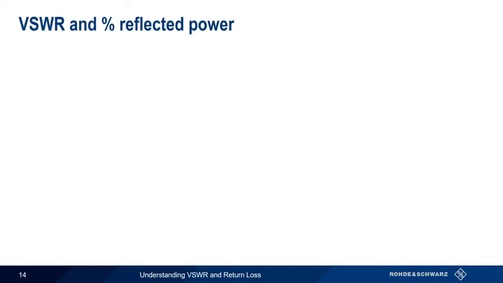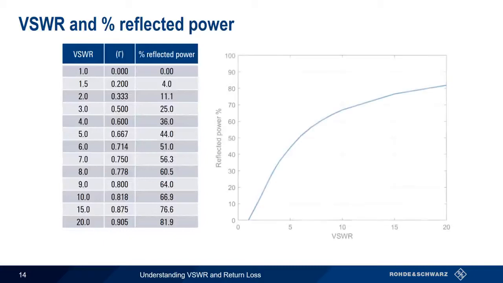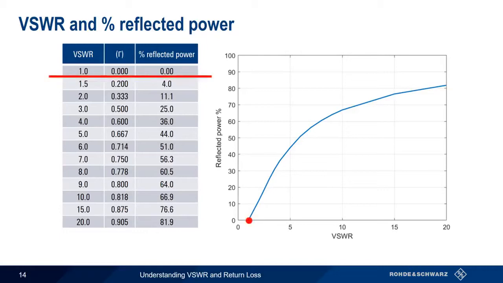Now that we know how to calculate VSWR, let's look at what happens as VSWR increases. If the source and load impedances are matched, then VSWR is 1, and we have no reflected power. All power is absorbed by the load, and none of it is reflected back towards the source. At a VSWR of 1.5, only 4% of the total power is reflected. By the time we get to a VSWR of 3, a quarter of the forward power is reflected back to the source. This is still acceptable for many applications.